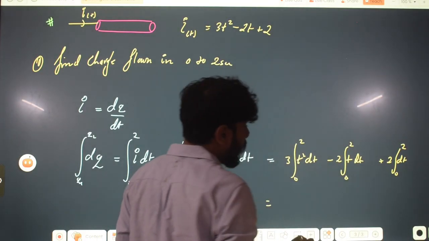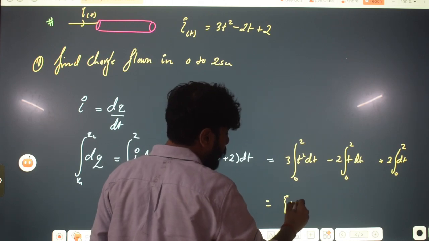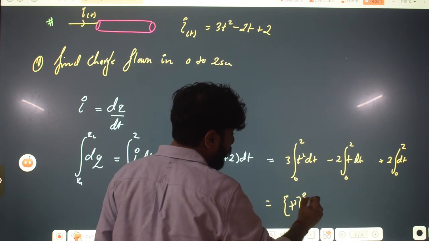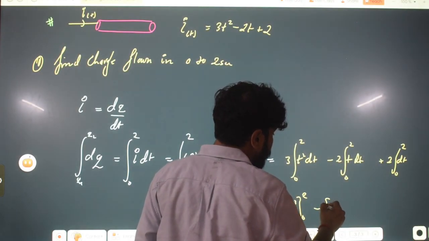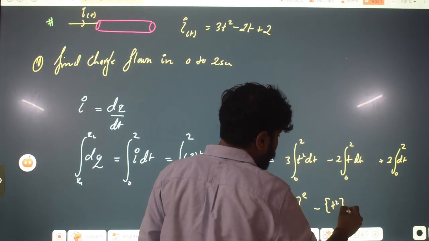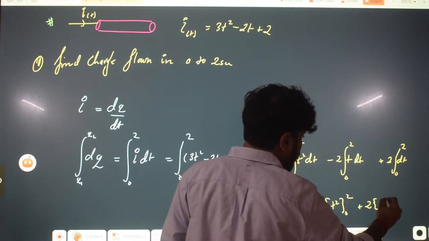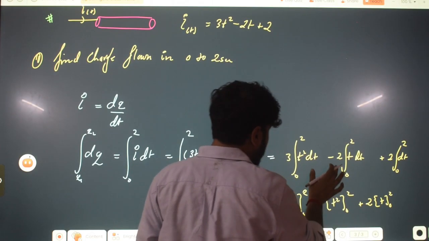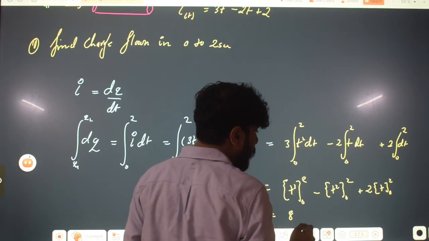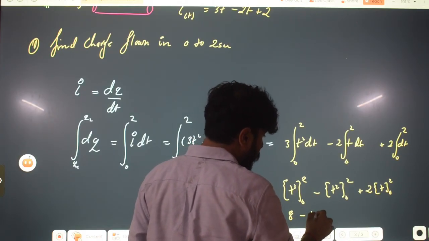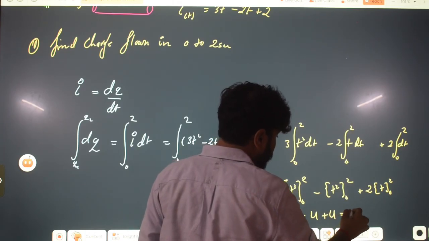Right? Integration of t square will give you t cube over 3. 3 and 3 will get cancelled out. You will just have t cube from 0 to 2. Integration of t will give you t square by 2. 2 and 2 will get cancelled out. That means you will have just t square from 0 to 2. And integration of dt will give you t, that is 0 to 2. Then upper limit minus lower limit, that is going to give you 8, and that is going to give you 4, and that is going to give you 4. So you will get 8 coulomb.